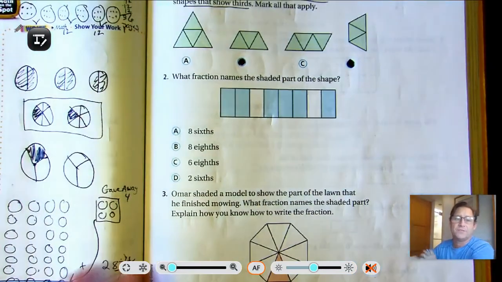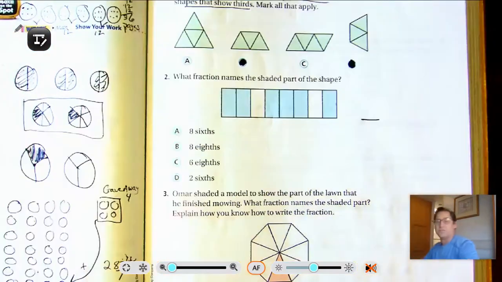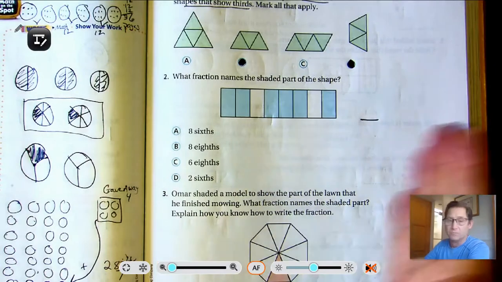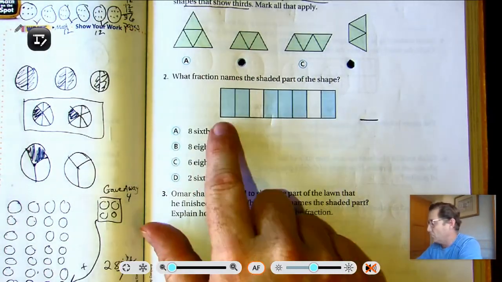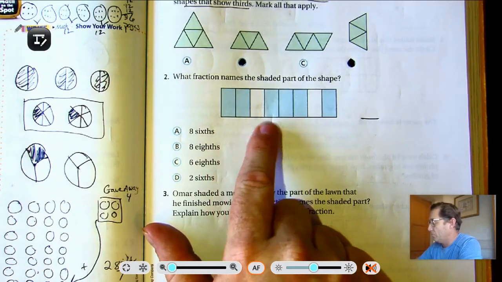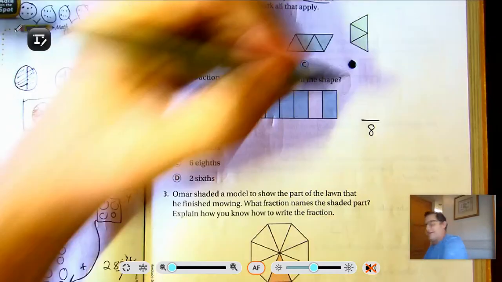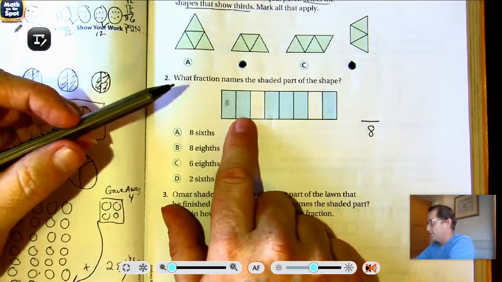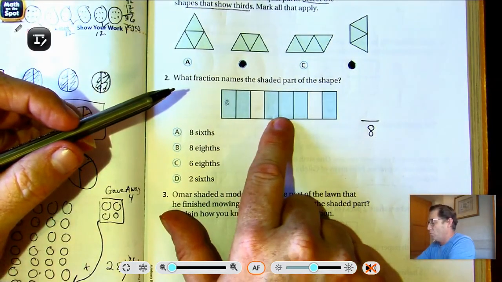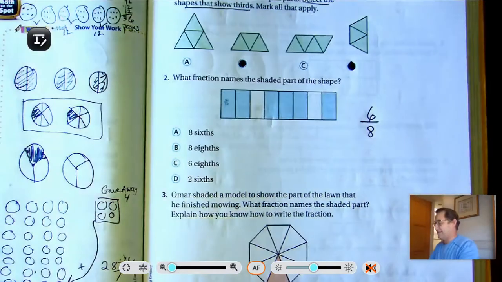All right, number 2. What fraction names the shaded part of the shape? Okay, so we know it's going to be a fraction, right? Because it's broken into equal parts. How many equal parts? 1, 2, 3, 4, 5, 6, 7, 8. 8 equal parts. And how many are shaded? 1, 2, 3, 4, 5, 6. 6/8.